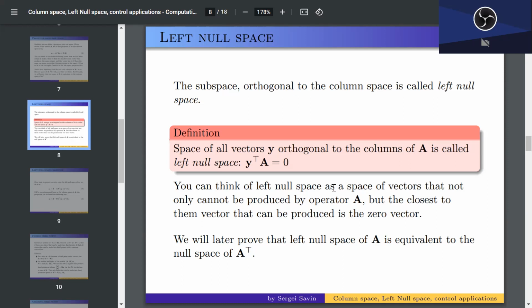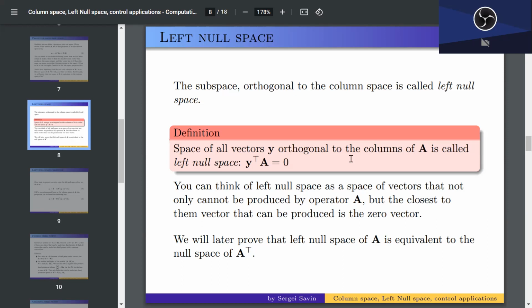All right. We'll later prove that left null space of A is equivalent to the null space of A transpose. Let me get a drawing pad. I'll try to illustrate my point using the drawing. Right, well, I'll be setting it up.